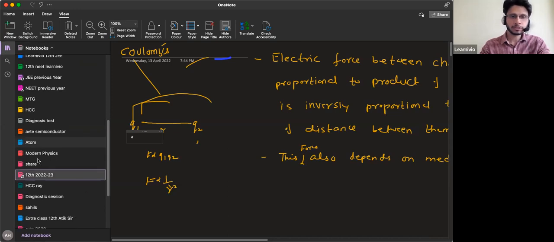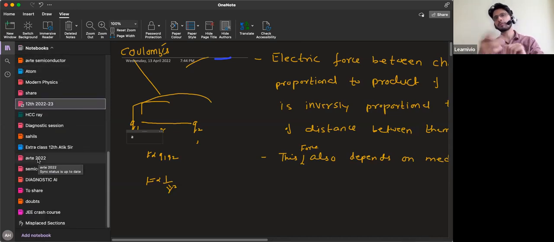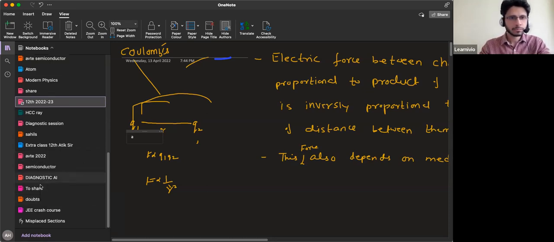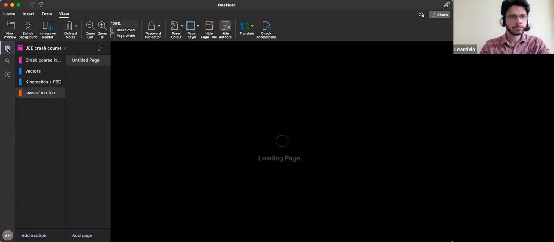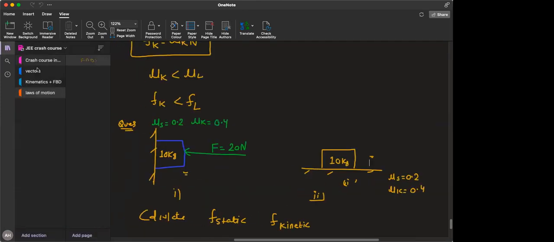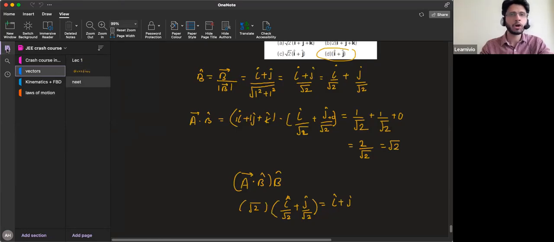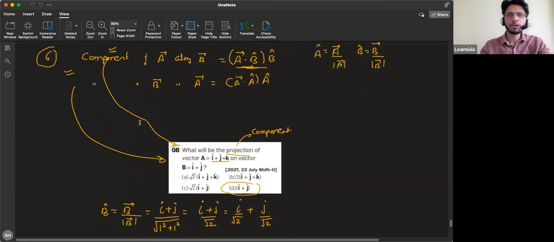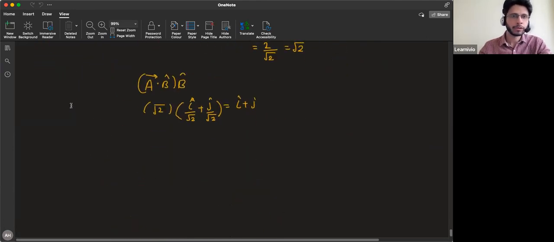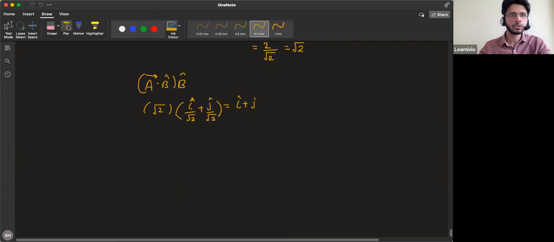So okay, let's move on to the topic that we were doing yesterday. So what topic were we doing yesterday, in the last class? Multiplication of vectors. We did dot product, right? We have already discussed dot product. We were supposed to do cross product today. So let's do one more question on dot product, then we will continue with cross.